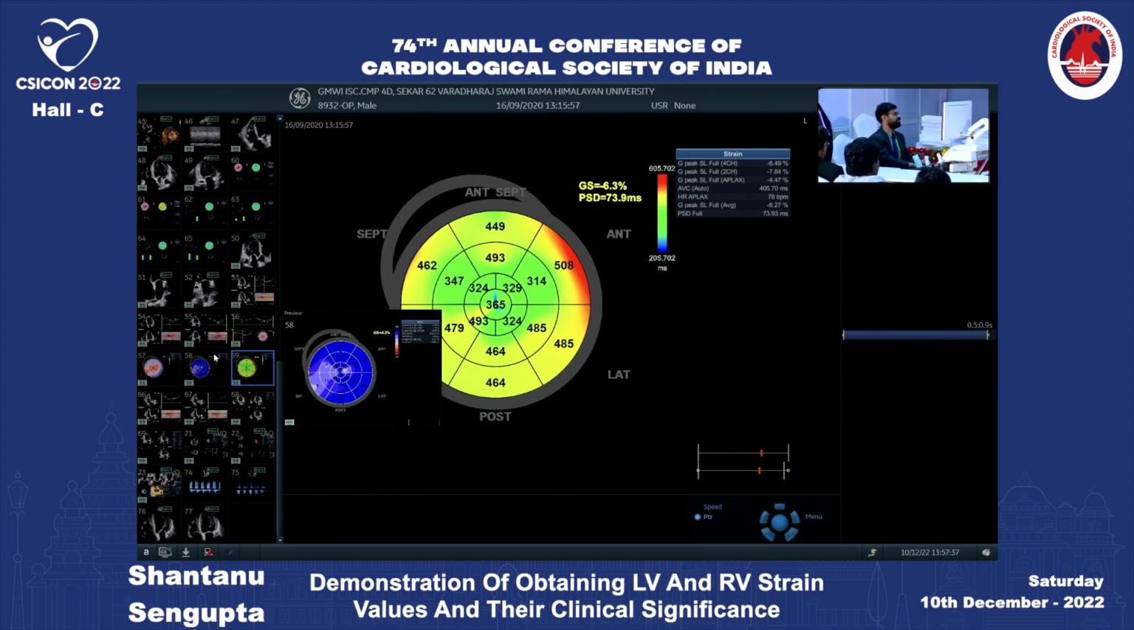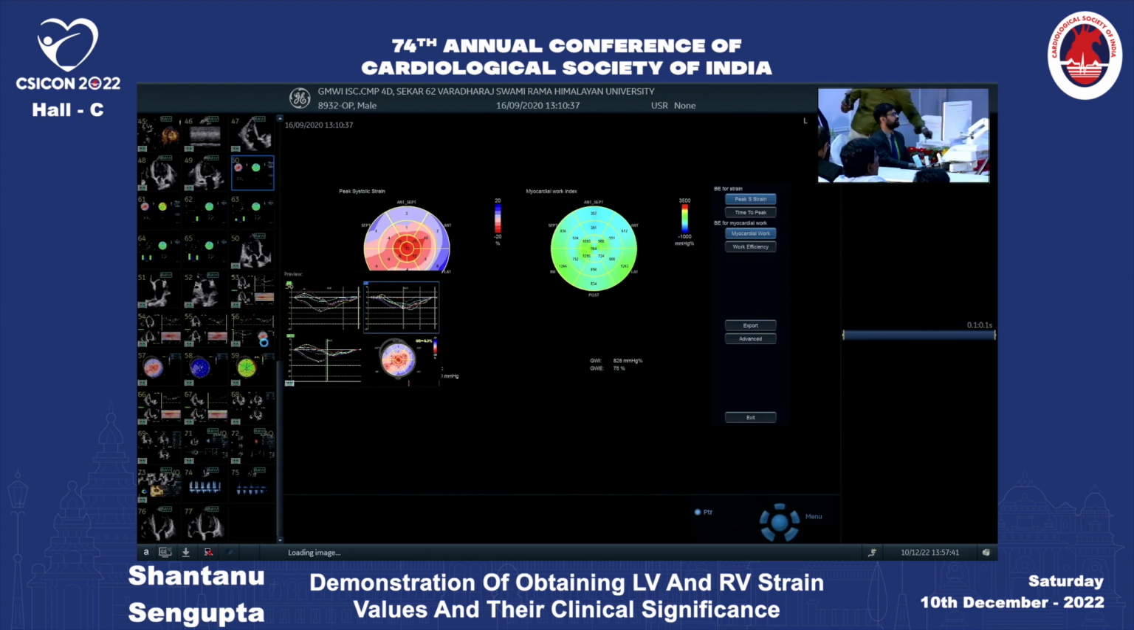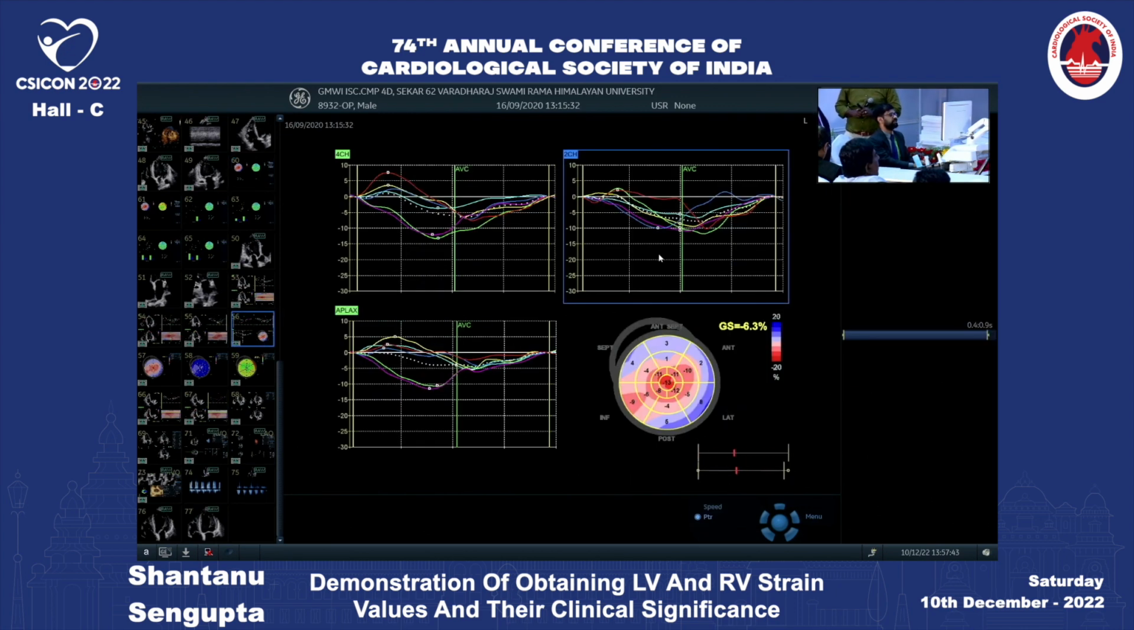Yellow line which was going above. Is it dyskinesia? Where is it? Let's see. Okay. Where is the yellow line? Yes, this is going away. Yes, you are correct. It is dyskinetic.